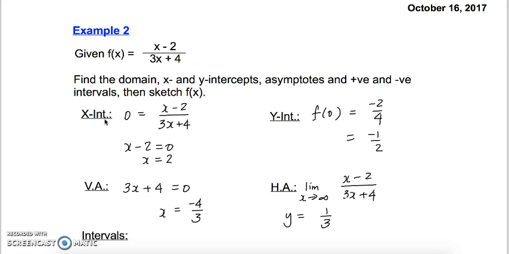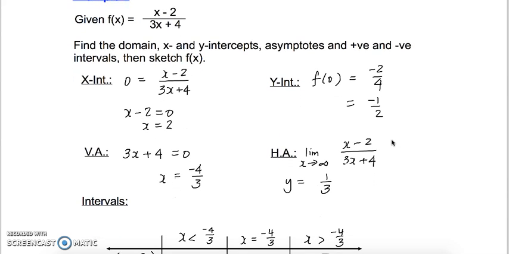Start with x-intercepts. So set your function equal to 0. You're trying to find the x value that makes this possible, and it is x equals 2. Finding the y-intercept requires us to evaluate the function at 0, so f(0) tells us it's negative 2 over 4, or negative 1 over 2.